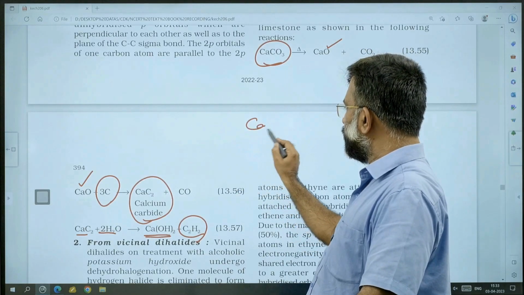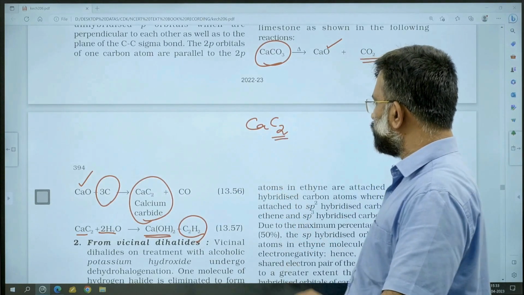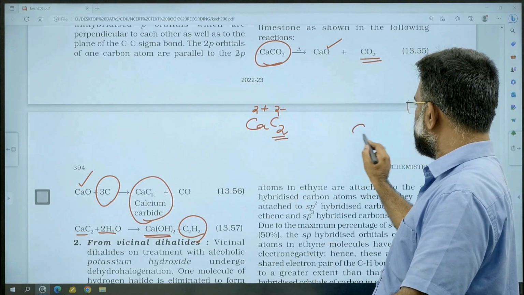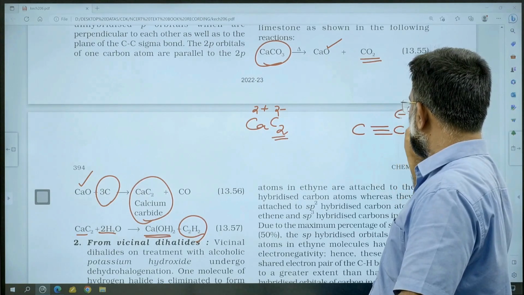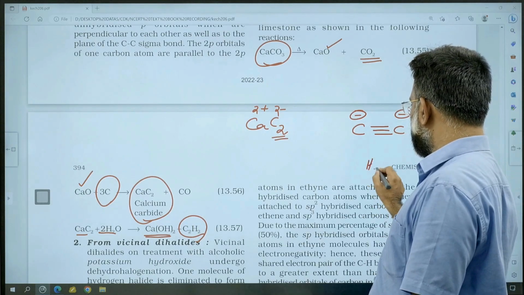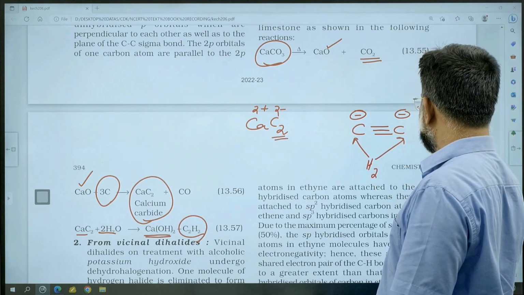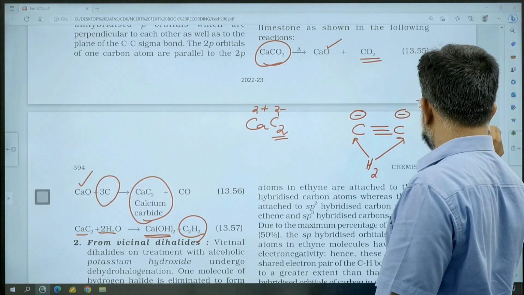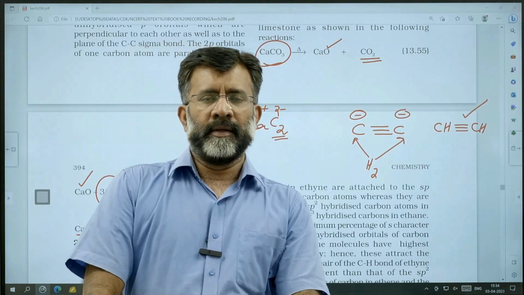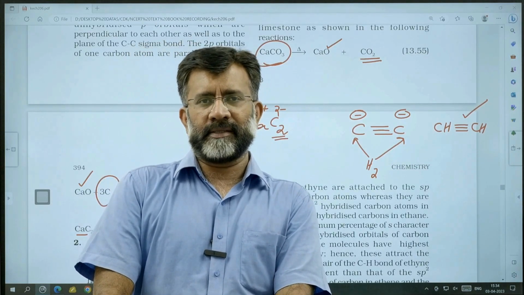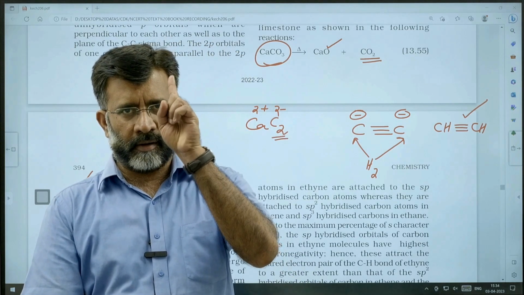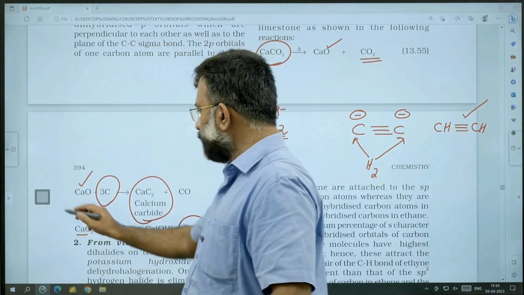It is CaC2. What is this C2? Ca2+ and C2 2-. What is that? C triple bond C, with 1 minus here and 1 minus here. Upon hydrolysis, each carbon takes one hydrogen, and it turns into CH triple bond CH. You get the alkyne, ethyne. So calcium carbide, calcium acetylide basically, upon hydrolysis gives acetylene gas. That is preparation number one.